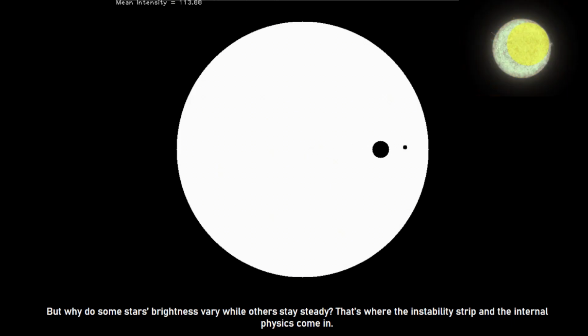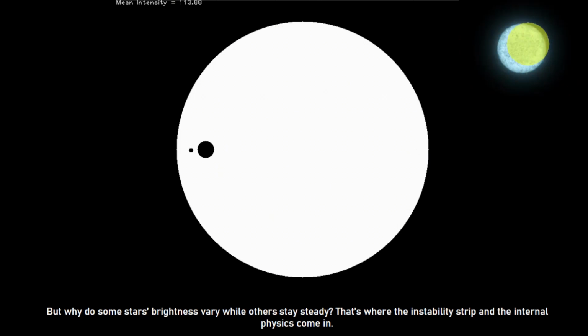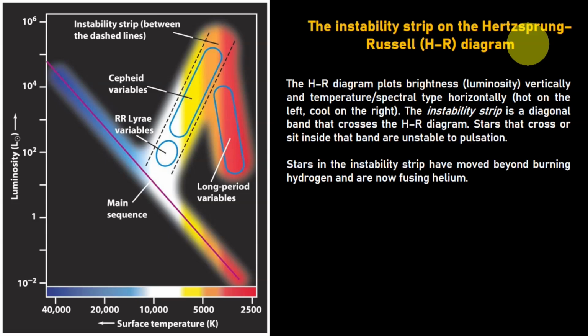That is where the instability strip and internal phases come in. We're going to be treating that. So follow me. Here is the instability strip. First of all, here is the Hertzsprung-Russell diagram.